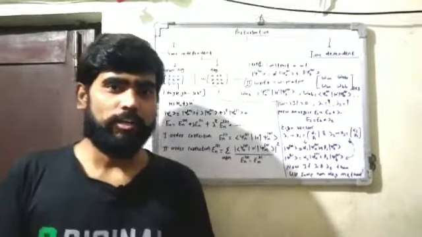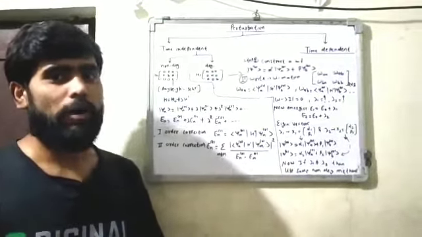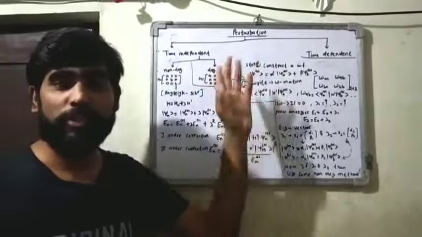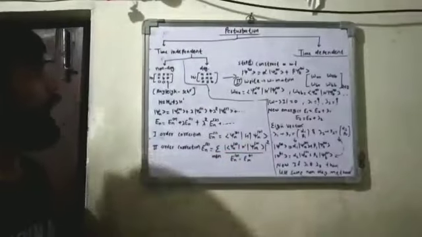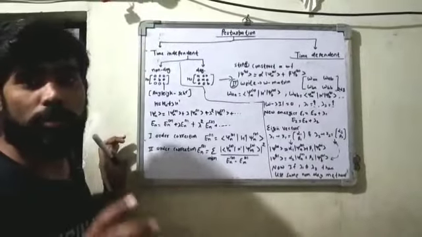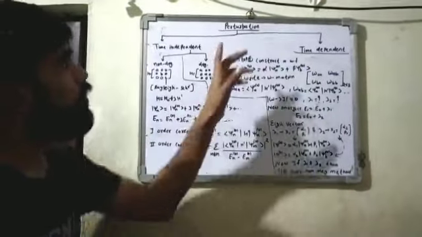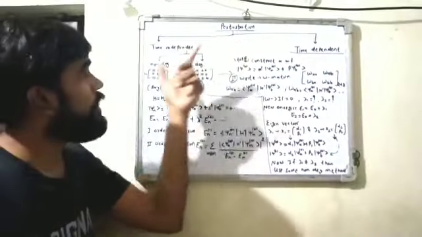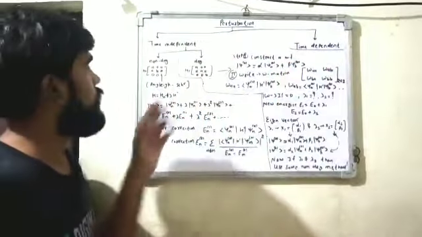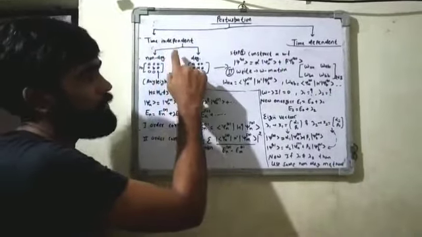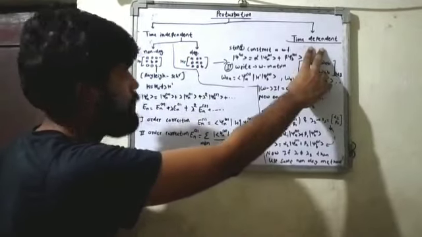Hello everyone. So now I will tell about how to solve the perturbation theory question in exam. Now I will tell about the method of solving the question of perturbation theory. Perturbation theory has two types. First is time independent perturbation theory, second is time dependent perturbation theory.